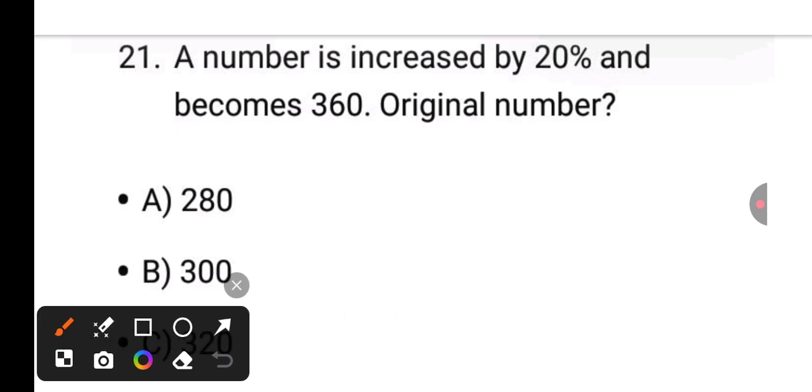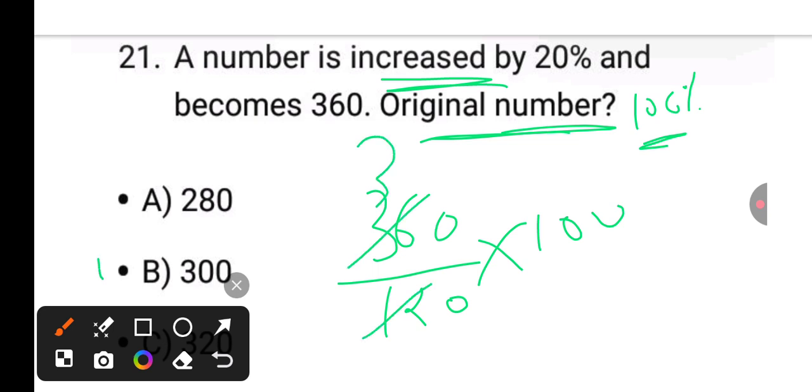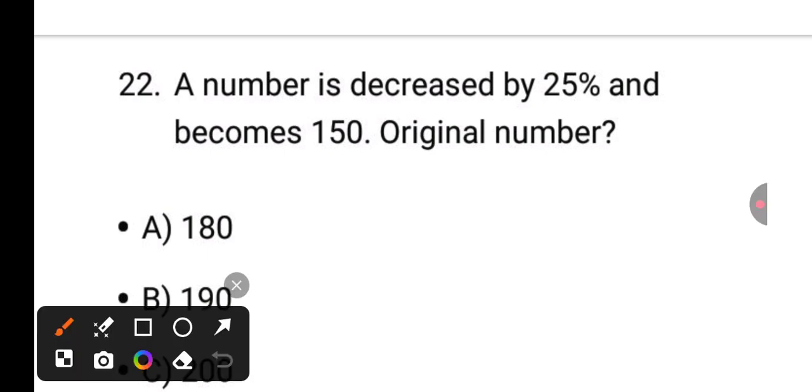Next, a number is increased by 20% and becomes 360. What is the original number? See, the original number is always 100%. It means 360 is after the increase, so 100 is becoming 20% more, which is 120. You want the original number, that is 100%. It is 3 times, it is 300. 300 is the answer.